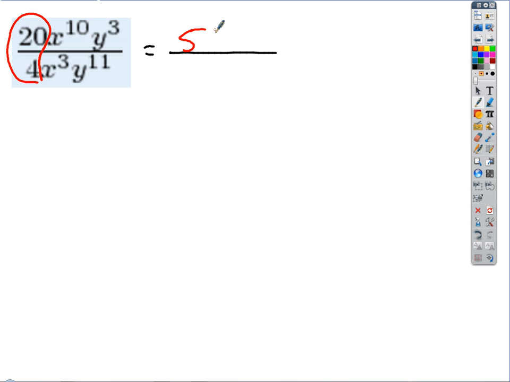Now, what about the x's? We'll make those blue. Okay, good. So if I have x to the 10th divided by x cubed, what's our rule for dividing like bases? Subtract. Subtract, or you can think of it as canceling if you want to. How many are left over on the top? 7. Good. Okay, and then the y's.